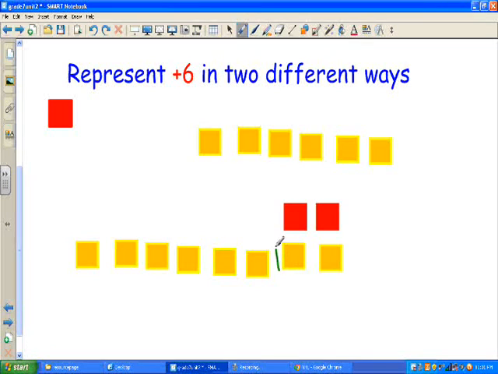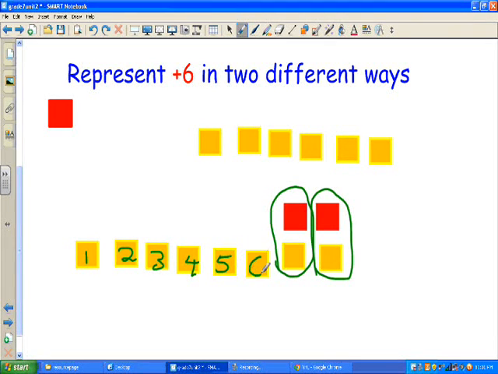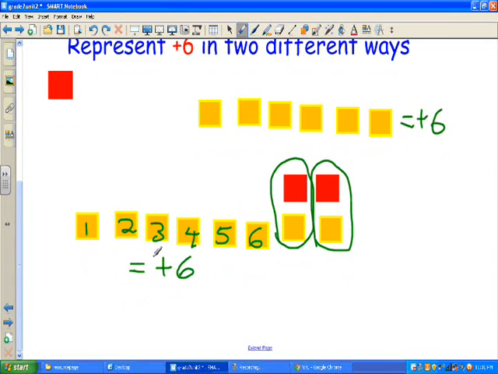And I will circle my 0 pairs. So I have 1, 2, 3, 4, 5, 6. So it's plus 6 for this entire thing. And this is also plus 6. So that's two different ways to represent a positive or plus 6.